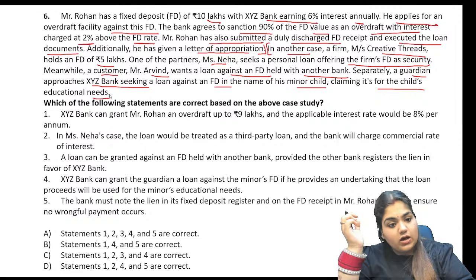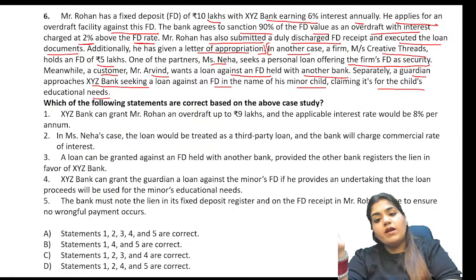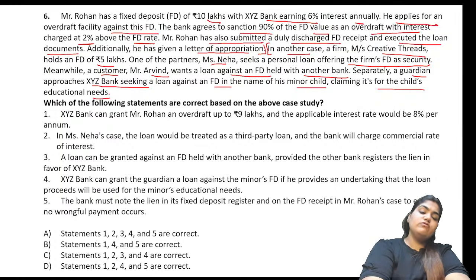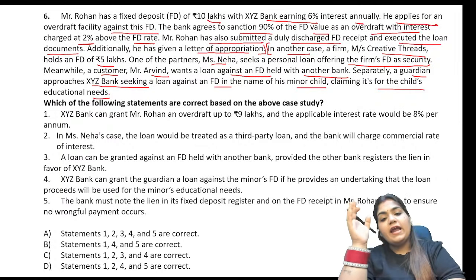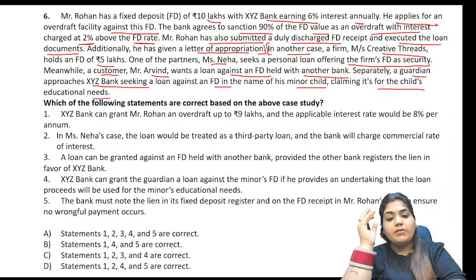Now, XYZ bank can grant Rohan an overdraft of 9 lakh rupees with an interest of 8%. Yes, they can. Statement number 1 is correct. 2% above the rate they are providing. So they were giving 6% on the FD, 2% above is 8%. Can they do this? Yes, they can. And 90% of the 10 lakhs is 9 lakh rupees. Statement number 1 is correct. Neha, the loan will be treated as a third party loan and the bank will charge commercial rates of interest.